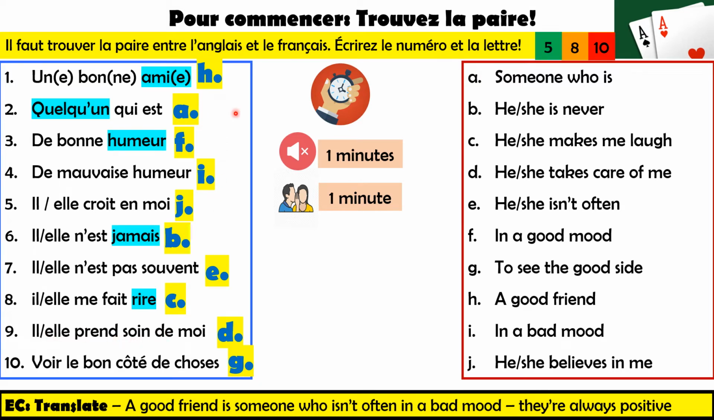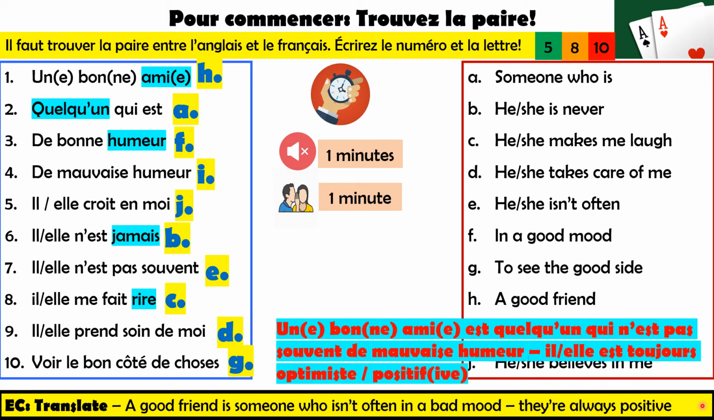Alors, excellent effort. If you've got over 5 here, your extra challenge then is so tough. A good friend is someone who isn't often in a bad mood. They're always positive. Good luck. This is what you should have. Un bon ami est quelqu'un qui n'est pas souvent de mauvaise humeur. Il est toujours optimiste, du positif. Look how tough that extra challenge is. If you got close, you've done really well here today.